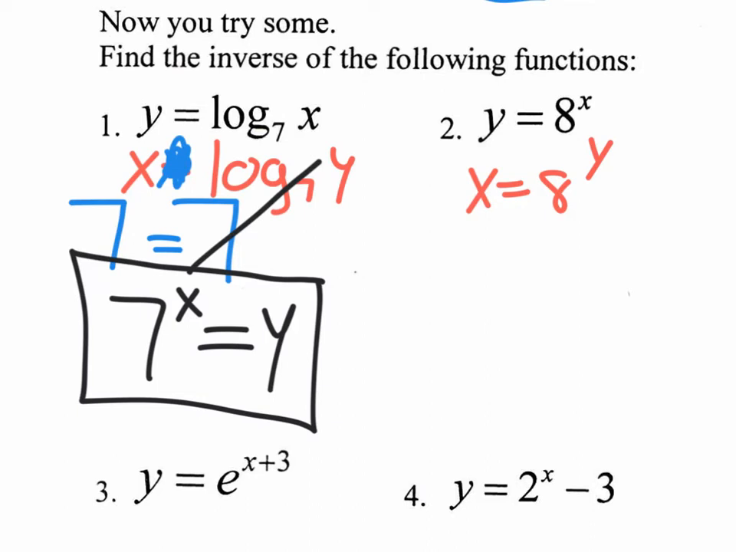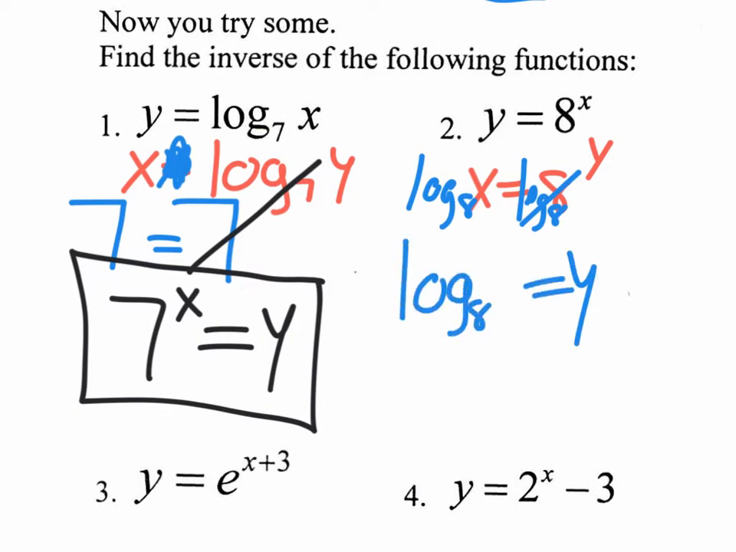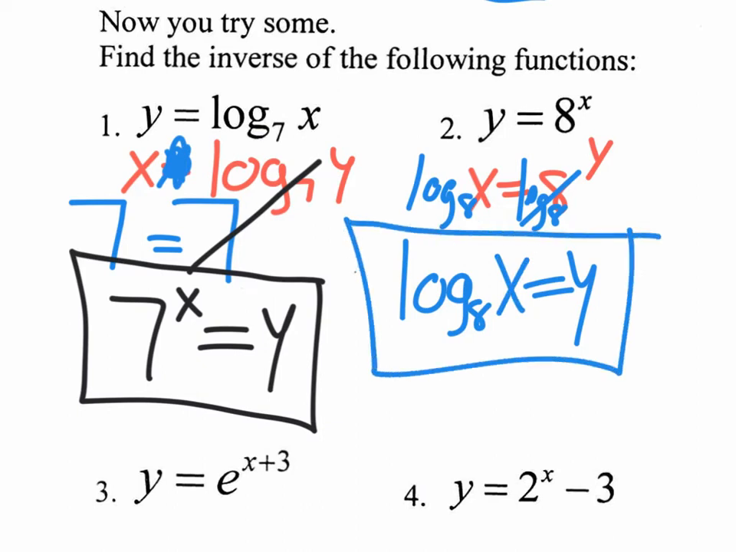So how do I get rid of an exponential situation? By applying a logarithmic situation. So I'm going to apply a log base 8 here and also a log base 8 here. That way the log base 8 of 8 cancels out and the y comes down. And on the left side, you really do have that log base 8 of x. And there's your final answer for that one.